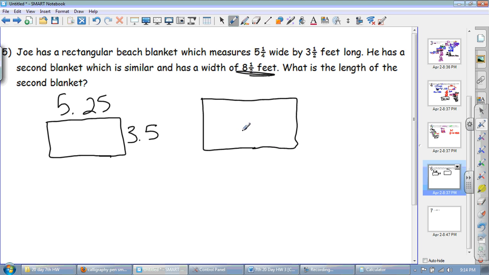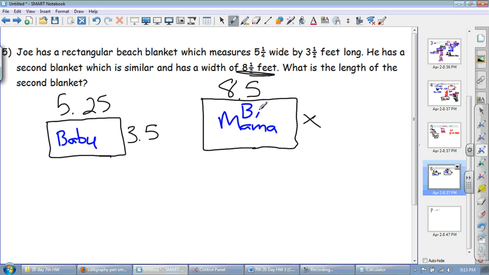I'm lost. Width of 8 1/2, so 8.5. We do not know this length. We call it X. We can give these clever names. We can call this one baby. We can call this one mama. And it's Big Mama. All right.